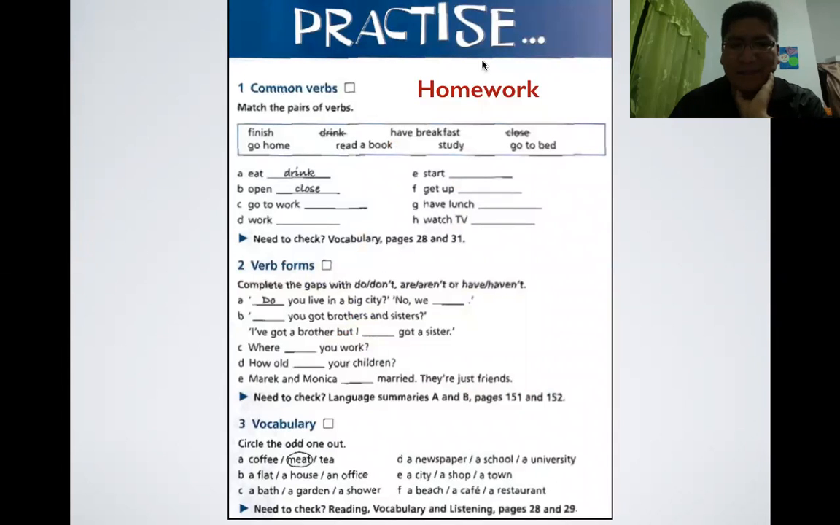Okay, and this practice is homework, and you have to complete this practice as homework. Okay, common verbs, verb forms, vocabulary. The first one is match the pairs of verbs. Eat, the pair is drink, open, close, go to work, go home, work, study, start, finish, and get up, go to bed, have lunch, have breakfast, watch TV, read a book. So you have to do this as homework.